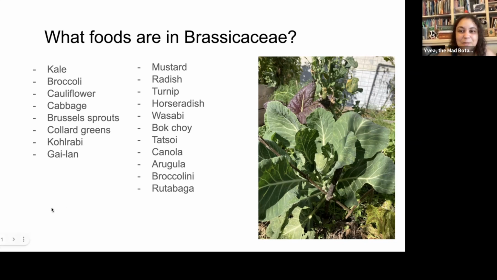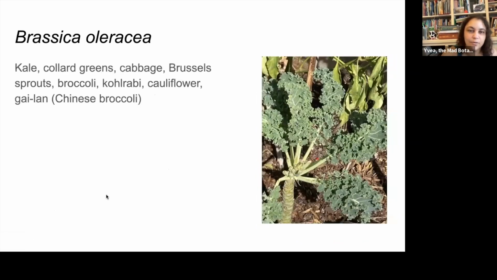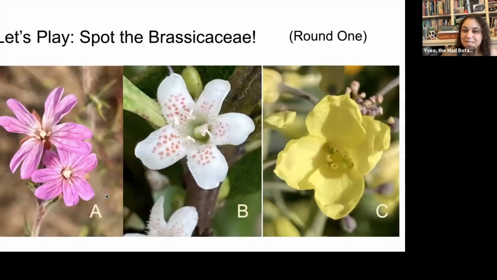Any others, or do people want to go on to the spot the family member? Y'all ready for the spot the family member? Okay, here we go. And it's time to play everybody's favorite game of, oh, not that. Spot the Brassicaceae. I was meant to delete that other slide.